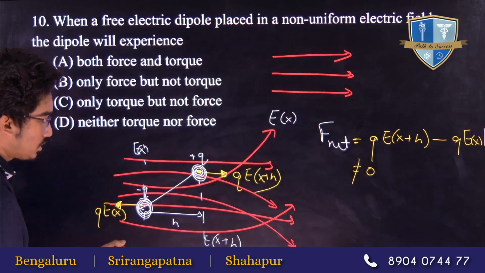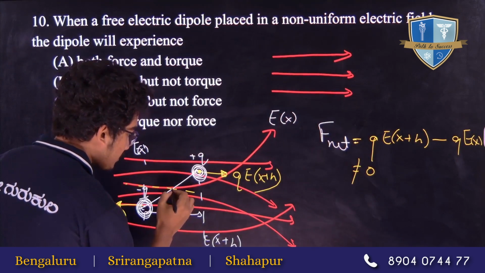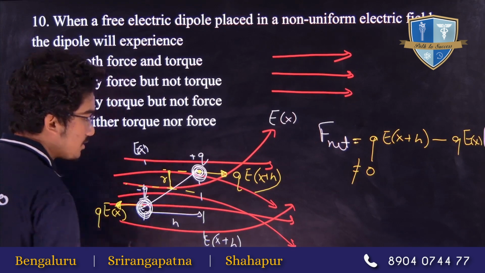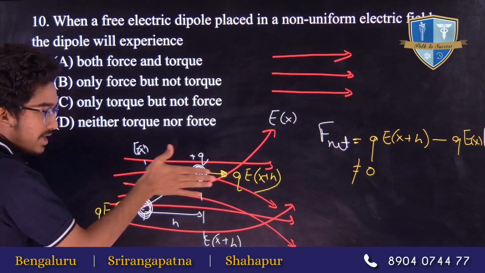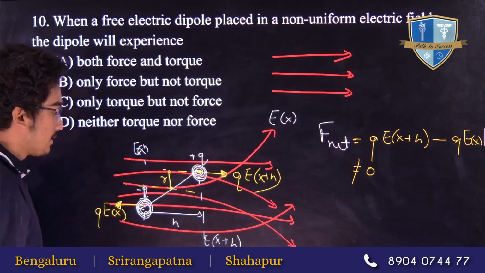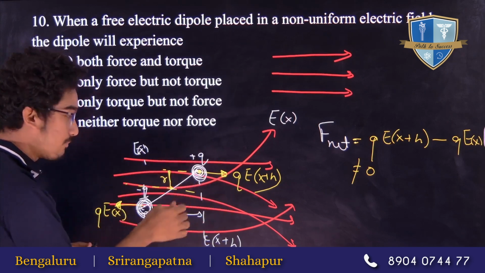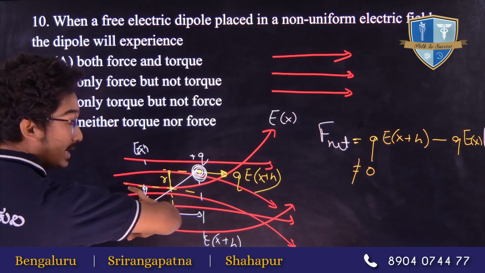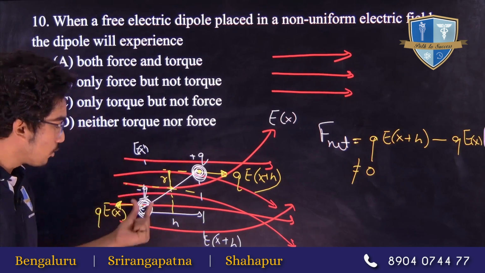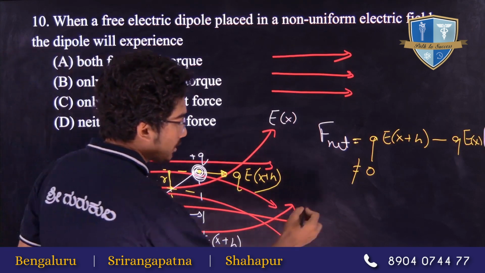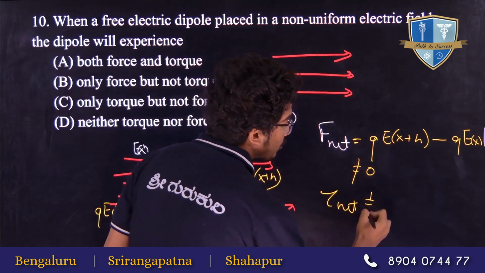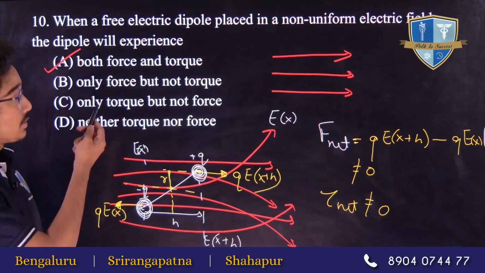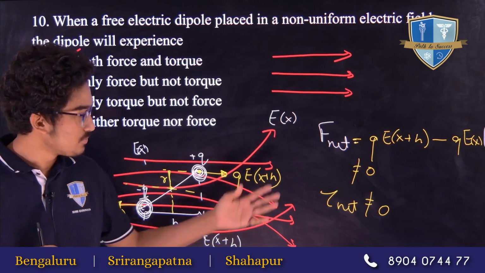Now let's write the torque about the center point. This is our center point, this is our force and this is our r. Torque is r cross F, so this is inside the board. Similarly, for the positive charge it is inside the board, and for the negative charge again r cross F is inside the board. So the torques due to both the forces add, and the net torque is also not equal to 0. So the dipole will experience both force and torque because both are non-zero.